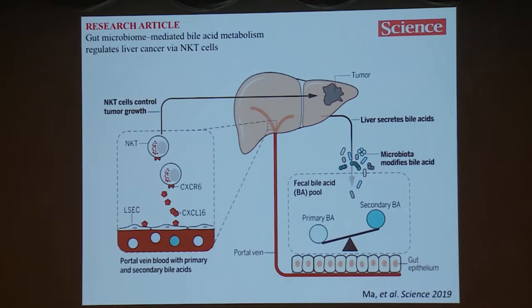Notably, liver endothelial cell expression of CXCL16, which is a ligand of CXCR6, was increased by primary bile acid, such as chenodeoxycholic acid, CDCA, whereas secondary bile acid derived from the microbiota decreased CXCL16 expression. These results suggest that manipulation of the bile acid composition may be a key concept for HCC therapy in the future.